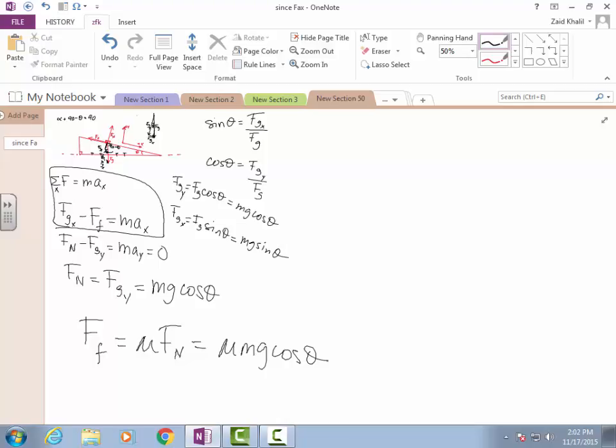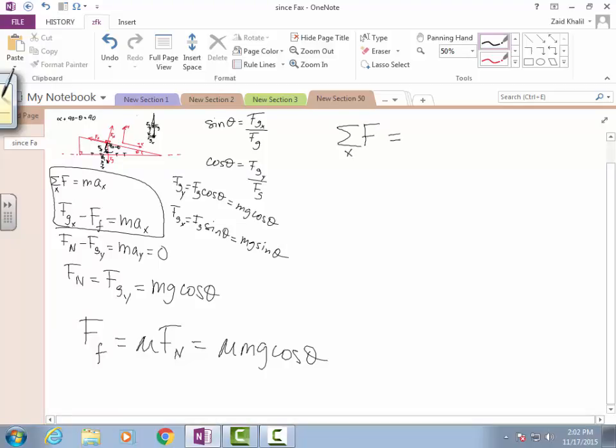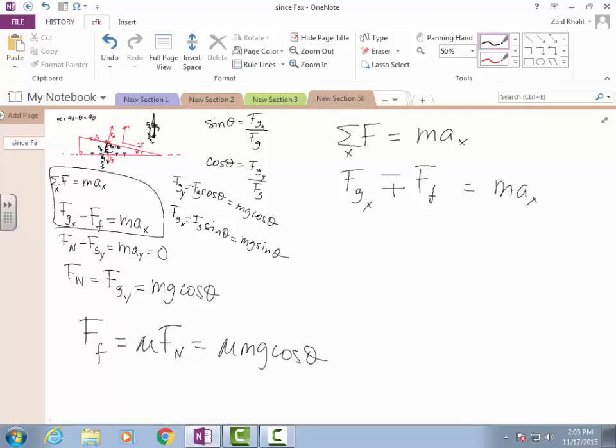So now, I'm going to go back to the net force in the x direction, and I'm going to rewrite this. We have F_gx minus F_f equals m a_x. Now, if I wanted to take into account both cases, what would I do? I would write minus plus. What does that mean? Yes? Depends on whether you're pushing it up the hill or it's going down the hill.